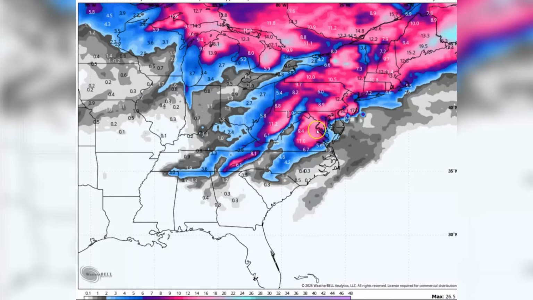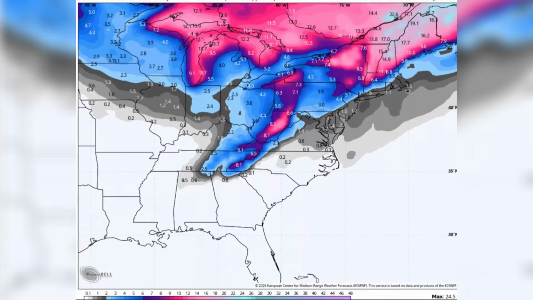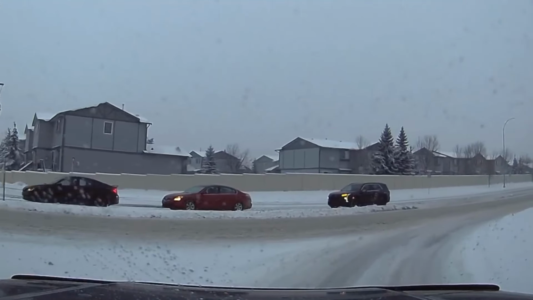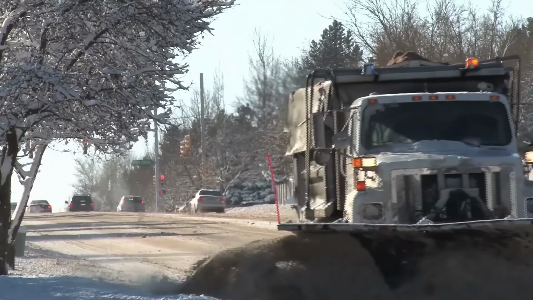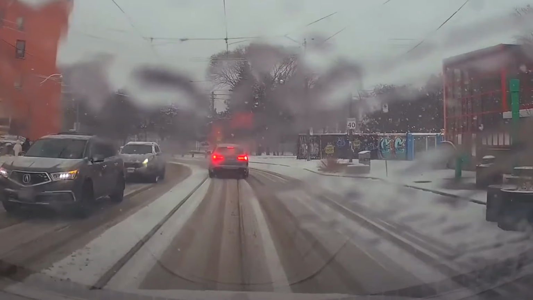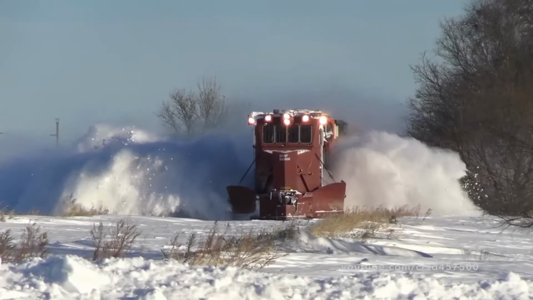Currently, model consensus places the strongest PVA over the western Atlantic Wednesday night into Thursday. That's too far offshore to bring significant precipitation to the coast, but it's close enough that a 50-mile westward shift would change outcomes dramatically. Temperature structure is another critical factor.